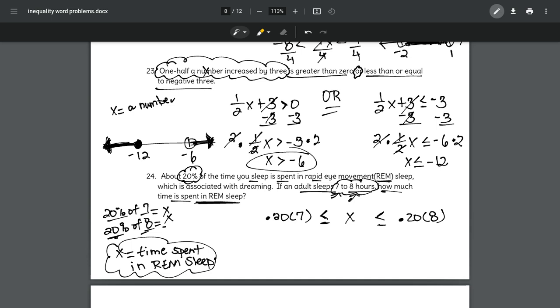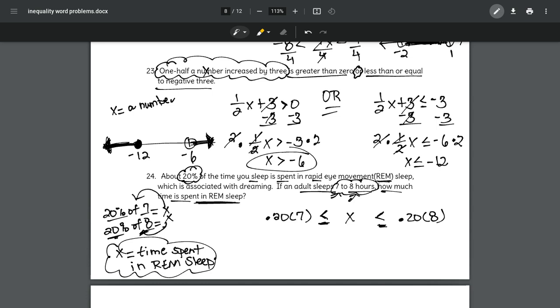And I'm going to use equal to on these, guys, because you can sleep exactly 7 hours. Okay? So I can figure out if I sleep exactly 7 hours, what's 20% of that 7? Or if I'm sleeping exactly 8 hours, what's 20% of that 8? So I'm going to use equal signs because 7 and 8 can be inclusive. But again, x is just equal to 20% of that, or 20% of this. So I don't have to add anything to x or subtract anything from x. I just put x in the middle.